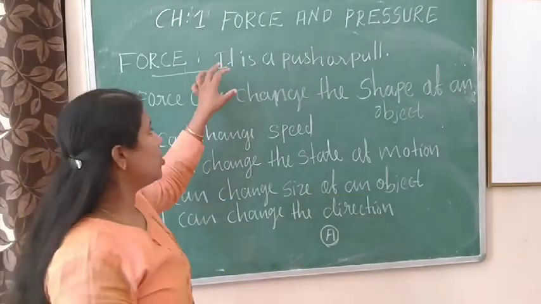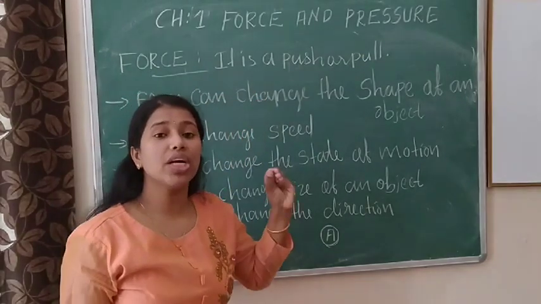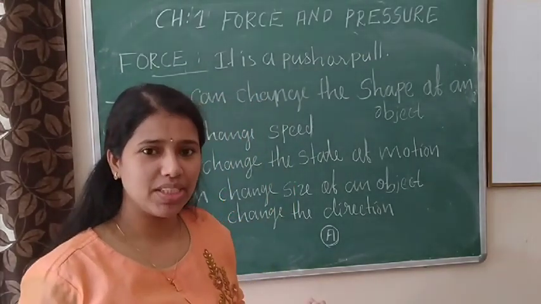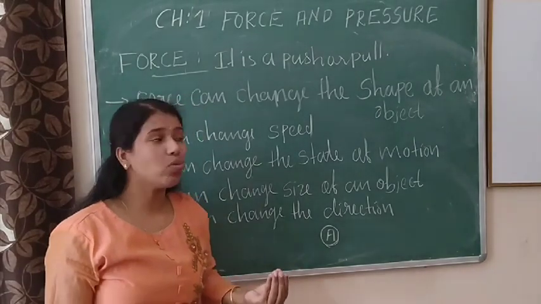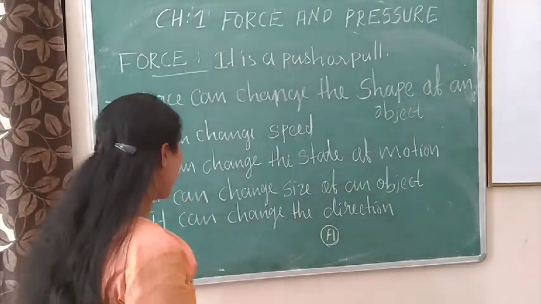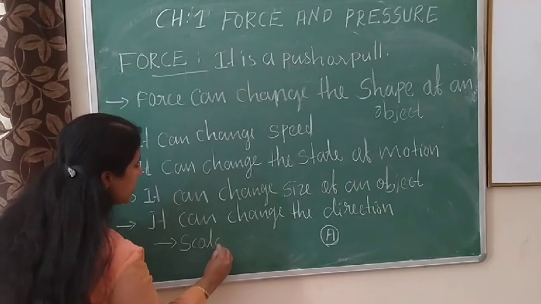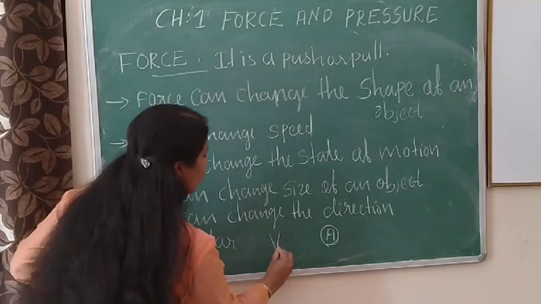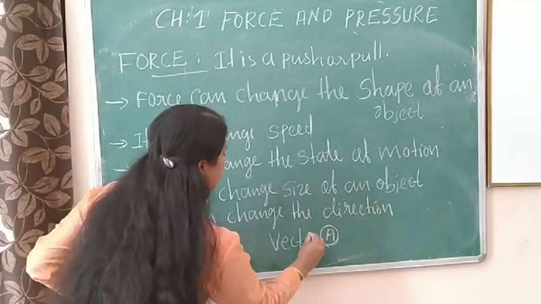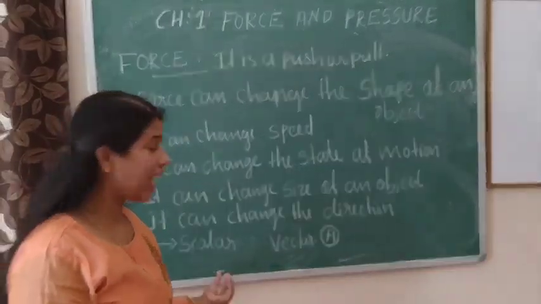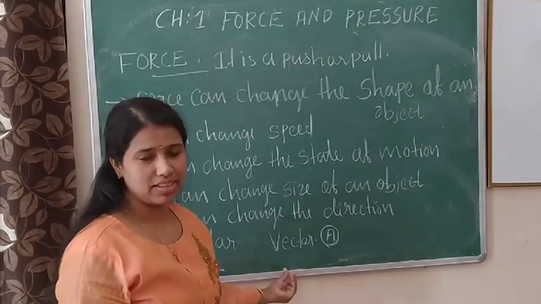Actually, it is a vector quantity. Quantities are of two types. First one is scalar quantity. Second one is vector quantity. What is the difference between scalars and vectors?